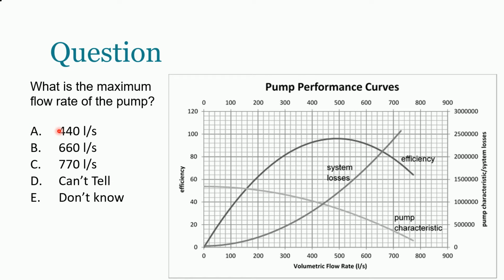So A, 440 litres per second, B, 660 litres per second, C, 770 litres per second, or D, you can't tell, or you don't know. I'm just going to pause whilst you think what the answer could be.